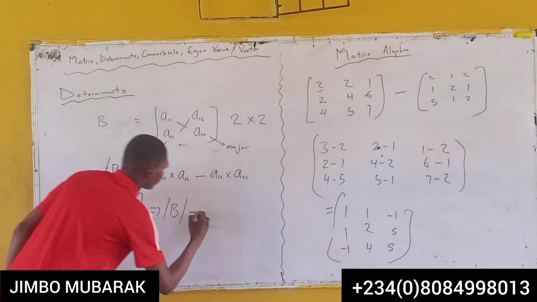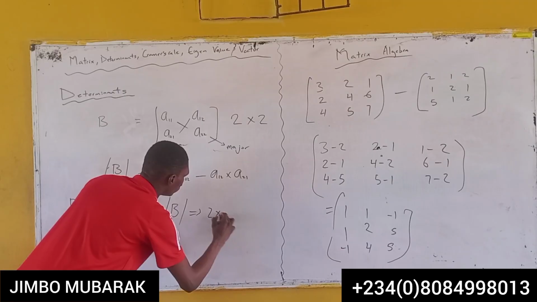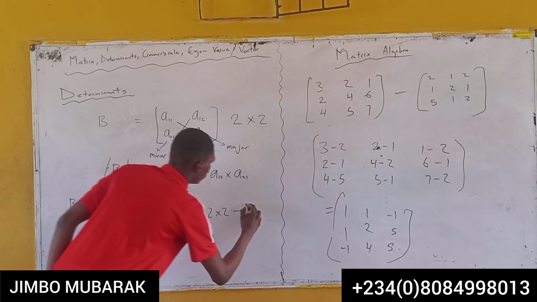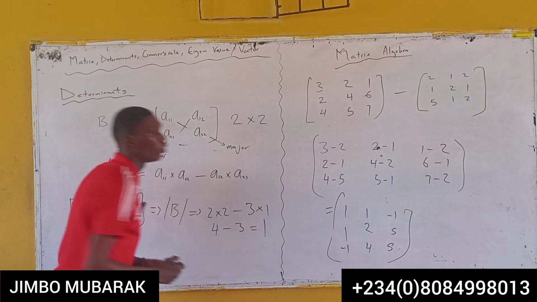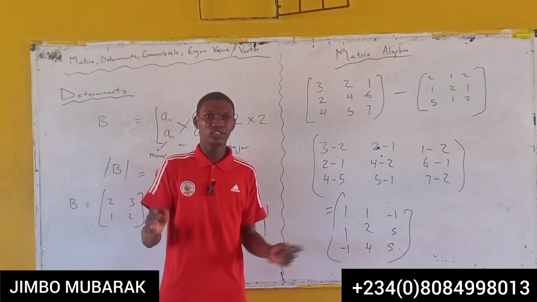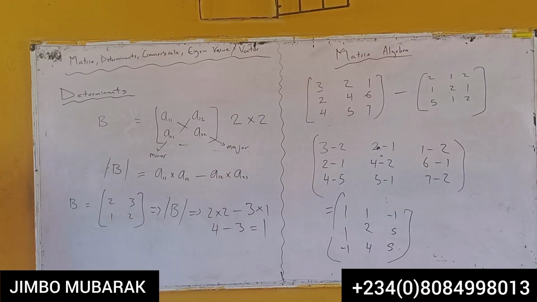So we have what? 2 multiplied by 2 minus 3 multiplied by 1. That is 4 minus 3, and that's 1. So for a 2 by 2 matrix, it is simple and direct. Alright, so let's take a 3 by 3 matrix.